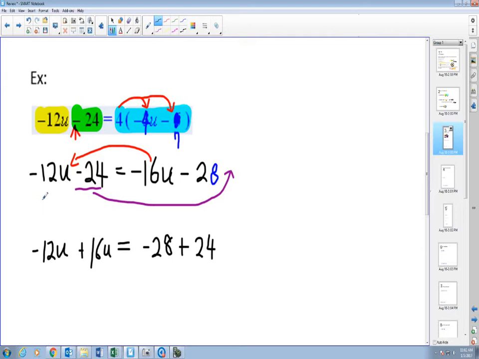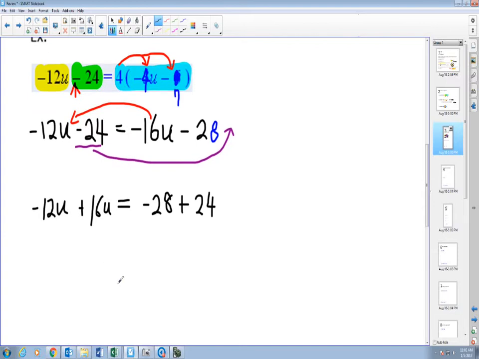I don't always move to the left. I move it to the bigger side. Negative 12u plus 16u gives me positive 4u. The right side gives me negative 24. So I'm trying to keep my variable term positive at all times. The last step, divide both sides by the coefficient 4. My answer: u equals negative 1.